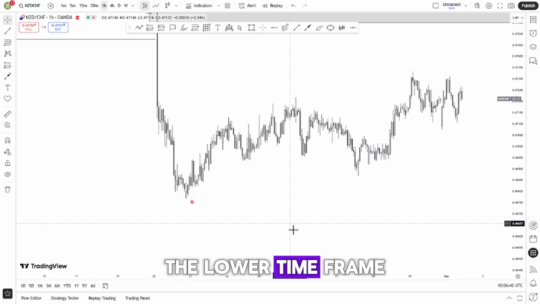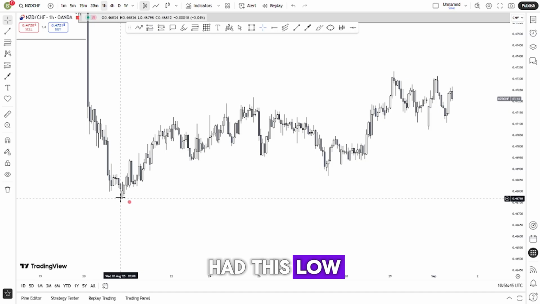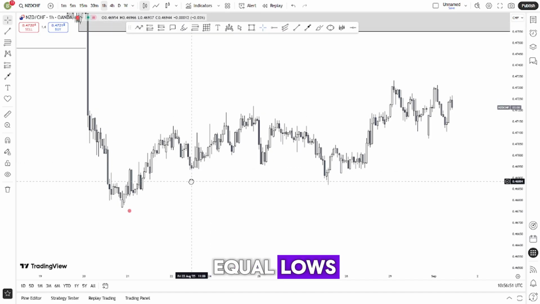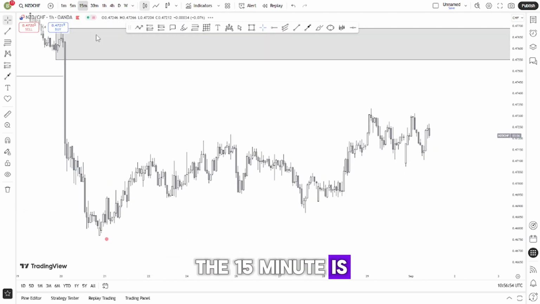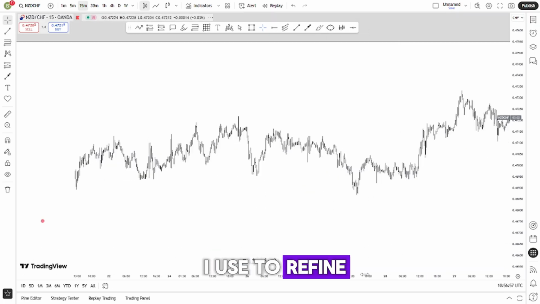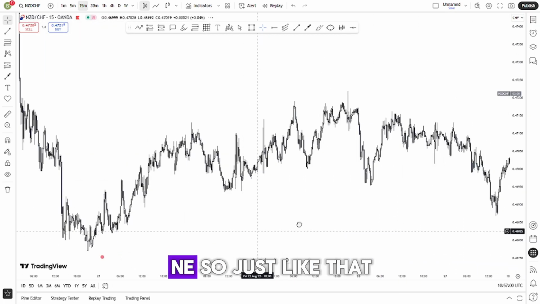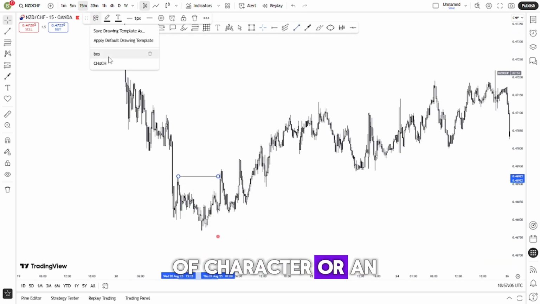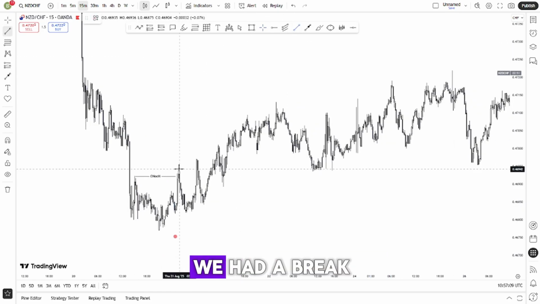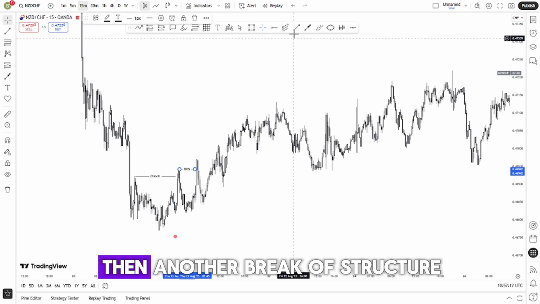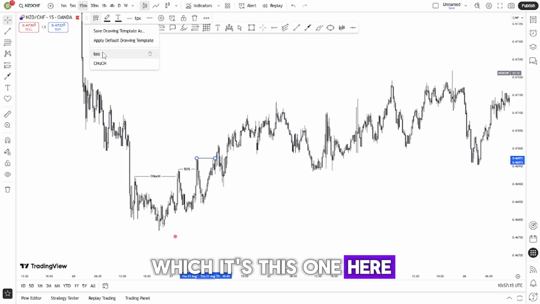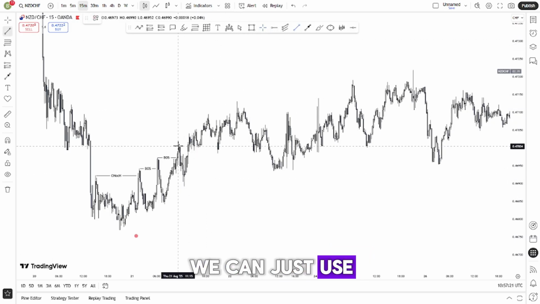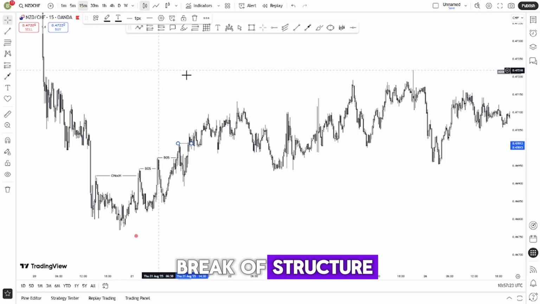So looking at the lower time frame, what you can clearly notice is that we had this low, high, low, high, and then the market started creating some type of equal lows just around that point. So the 15-minute is the time frame that I use to refine tricky price action, guys. So just like that, as you can see here, we had a change of character. Then after having the change of character, we had a break of structure, then another break of structure, which is this one here. Then we can see that this was one price leg, but we can just use this as a confirmed break of structure, just like that, guys.